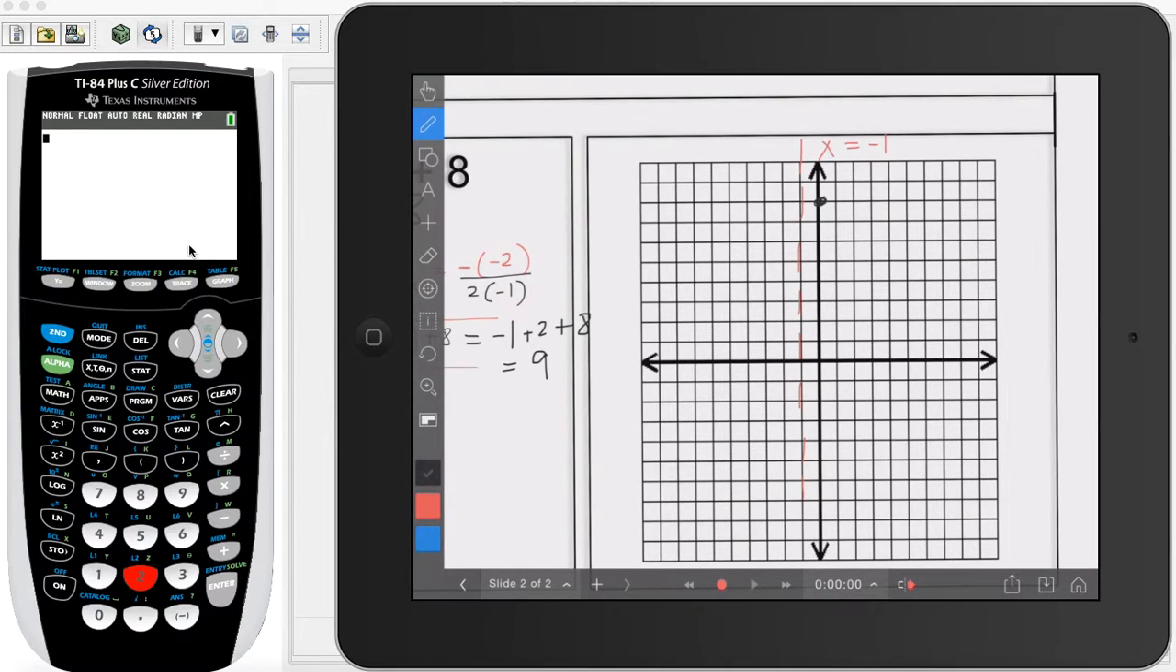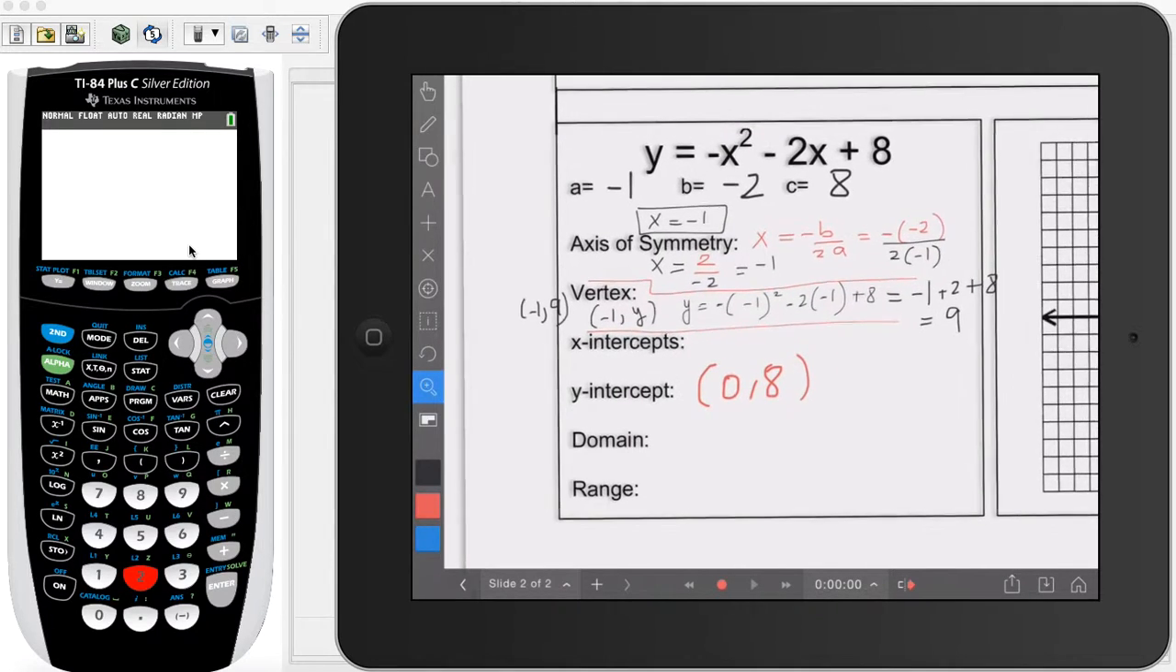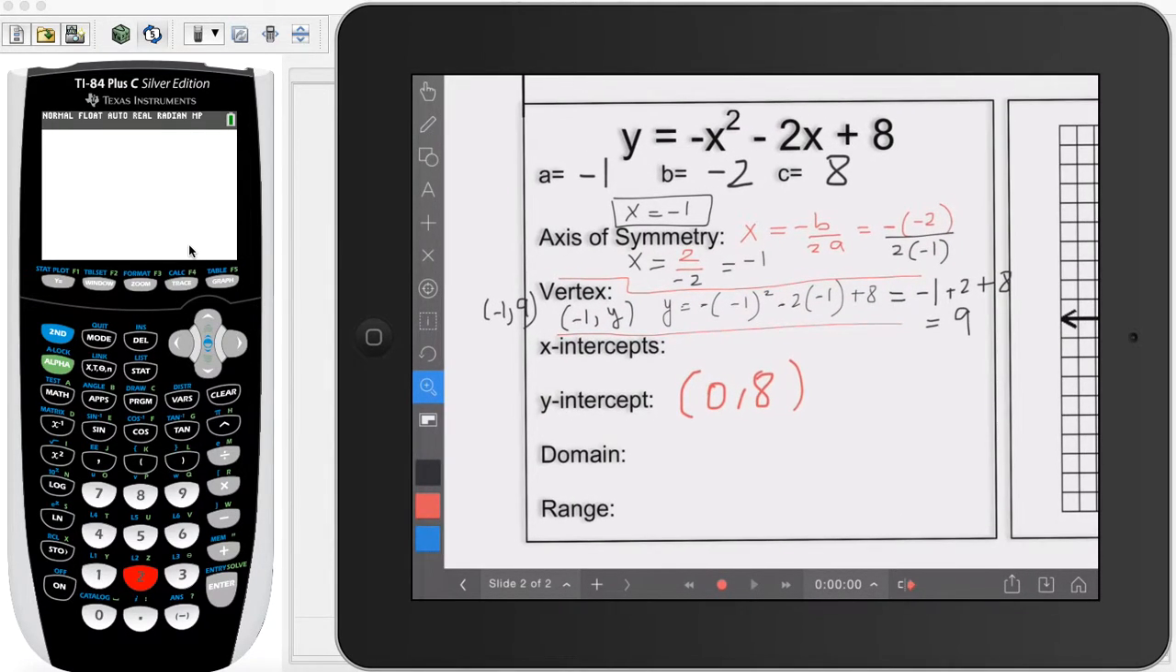So that's my vertex. Now let's go back to my function. Now I can double check if all my answers are correct by putting in this equation, y equals. And remember, if it's a multiple choice question, you can do that right away. So negative x to the power 2 minus 2x plus 8. Now let's graph it.